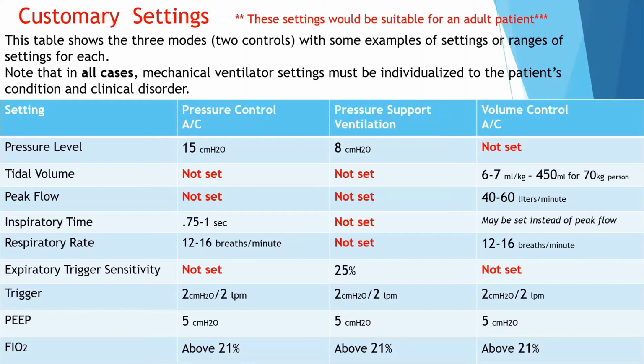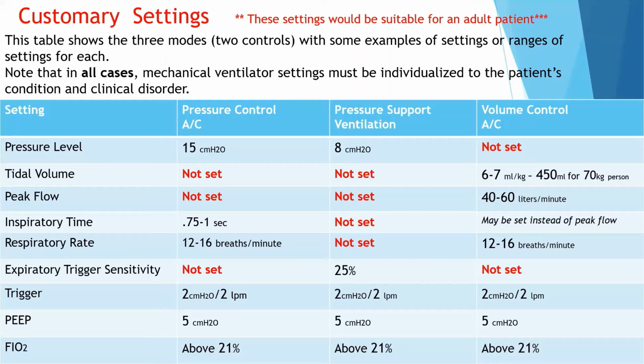Some ventilators, instead of peak flow, have a setting for inspiratory time. There's a rate to be set between 12 and 16 breaths per minute. There is no expiratory trigger sensitivity. The trigger is between 2 centimeters of water and 2 liters per minute. The PEEP of 5 would be within normal limits, and the FiO2 somewhere above 21%.